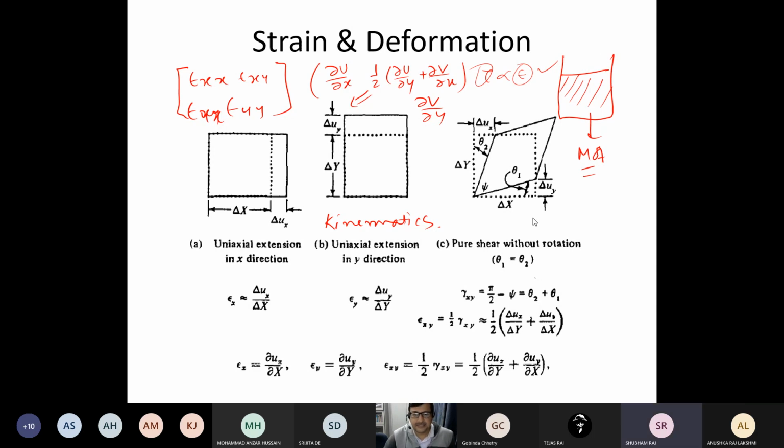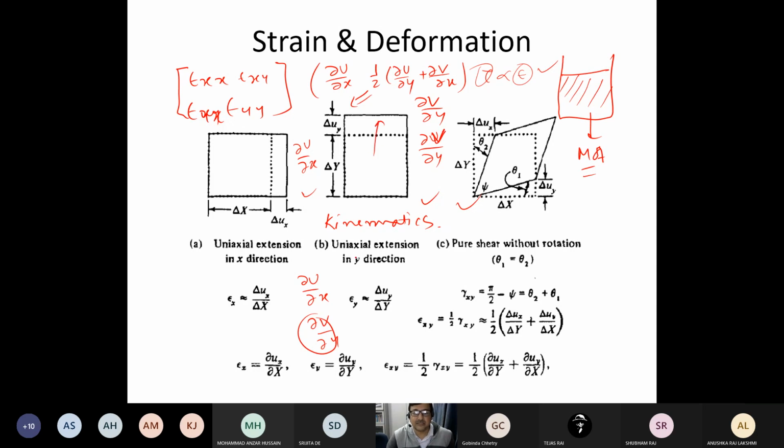Yes, sir. So the interesting part to think is that these terms like del U by del X, del V by del Y, we can get straight away from the geometry. What is del U by del X? That means in the X direction, what is the displacement? What is del V by del Y? If V is the displacement in the Y direction, what is the change in the axial direction?